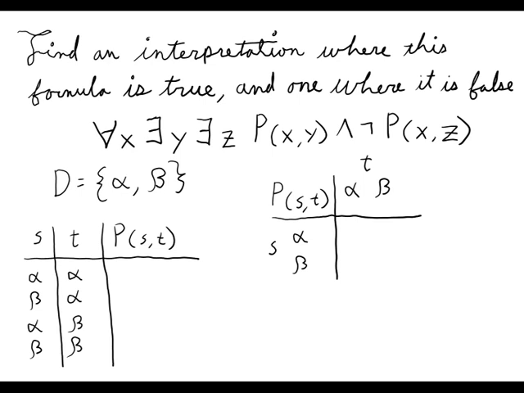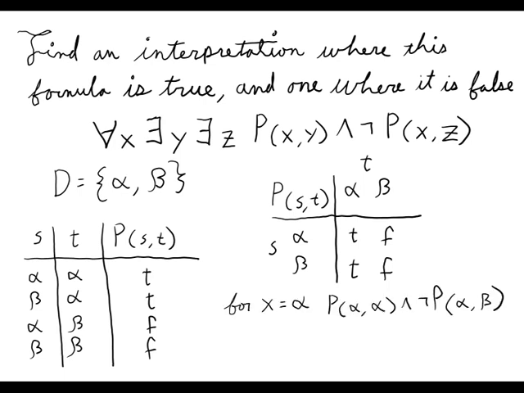Since x is universally quantified, we need the formula to be true no matter what we pick for x. And since y and z are existentially quantified, the formula only has to be true for some choice for y and z. So we have to choose truth values for P so that whatever we choose for x, there's something we can choose for y that makes P(x, y) true, and something else we can choose for z that makes P(x, z) false. That means that true must appear in each row of the table, and false must also appear somewhere in each row of the table. With this interpretation, if x is set to alpha, we can make the formula true by setting y to alpha and z to beta.